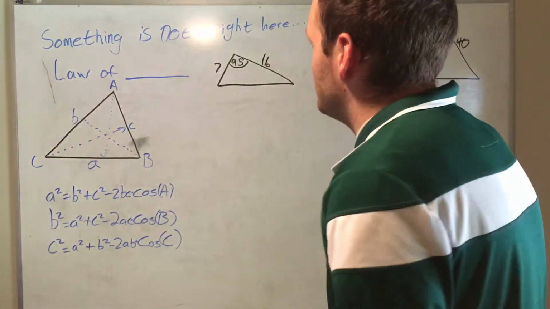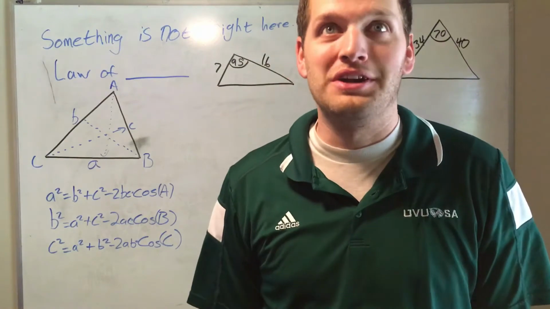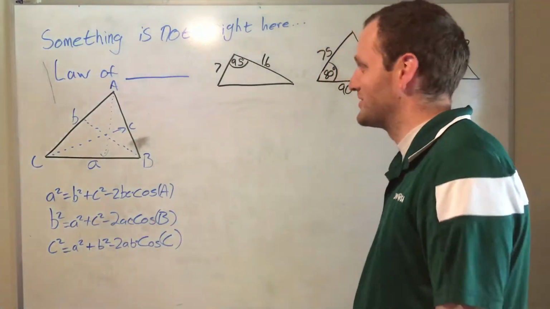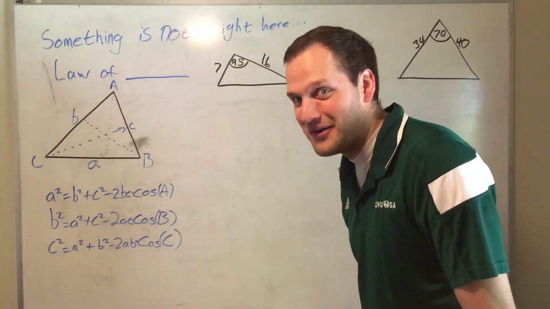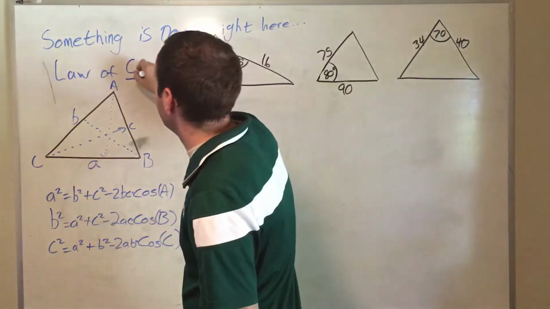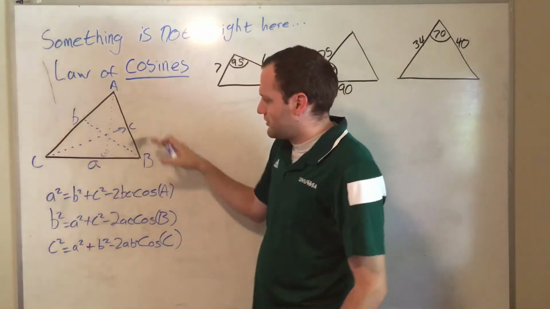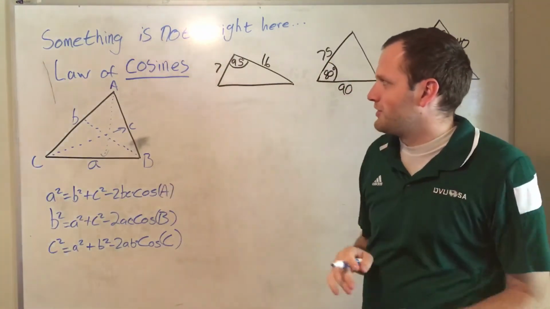This is going to be a video on another way to solve a non-right triangle. If something isn't quite right, we can use it this way. This is called the law of cosines. Let's go through and put these in our notes for the law of cosines.